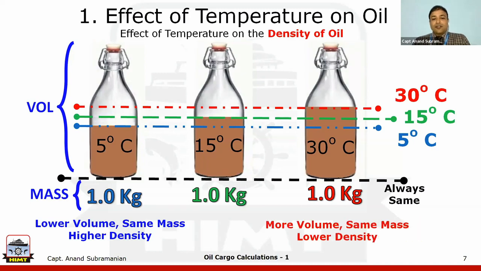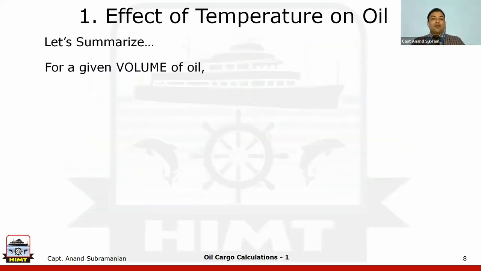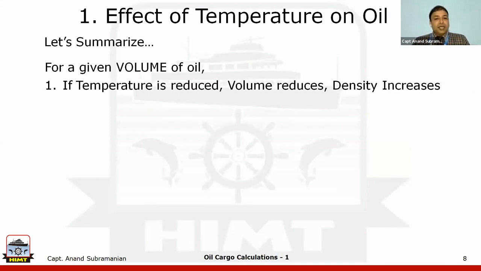For 15, it's the standard reference, so we skip 15 and come to 30 degrees Celsius. Here the volume of the oil has expanded, but retaining the same mass of 1 kg. That is why the density reduces. Clear? So let us summarize with a simple example. If I have a given volume of oil and the temperature is reduced, the volume reduces and the density increases. The temperature of the oil is directly proportional to the volume, but inversely proportional to the density. The temperature comes down, the volume comes down, whereas the density increases.